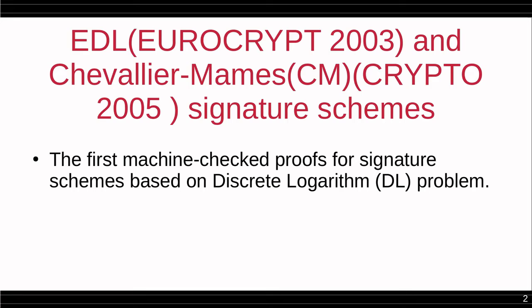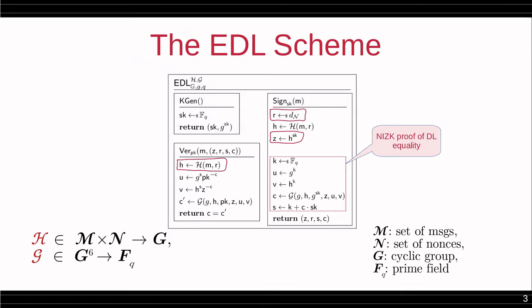Now let's look at something that hasn't been formalized in the tool before, and that's the formalization of the two signature schemes, that is ADL and Chevalier-Mens, which are based on the discrete logarithm problem. We reformulated both signature schemes' pen and paper proofs and developed them in a tool called EasyCrypt. So firstly, I will start with the ADL scheme with the background knowledge, security proof, and then the formalization.